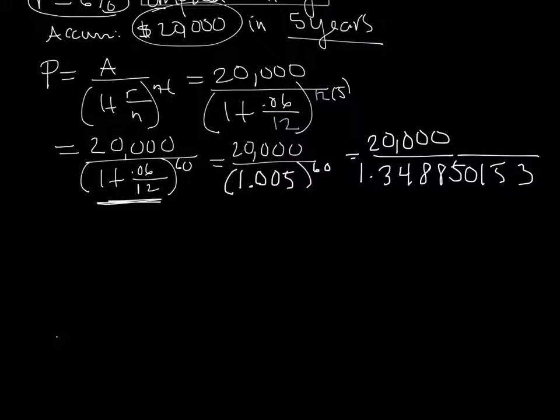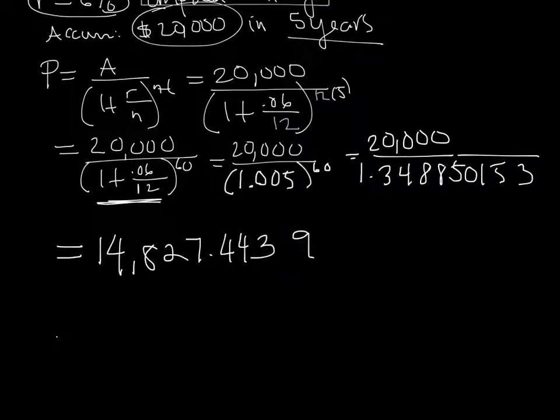Okay, so in my calculator I get 1.348850153. Now I can just divide the $20,000 by all that. If you want, you can put in $20,000, hit the division symbol, and then instead of punching all that in, you can hit the answer key, ANS. It's in green. So I hit second answer, and I generate 14,827.4439. So that's how I got this. You don't have to use the answer key, but if you don't want to write all this down, it's kind of nice. So how much money do I have to deposit?